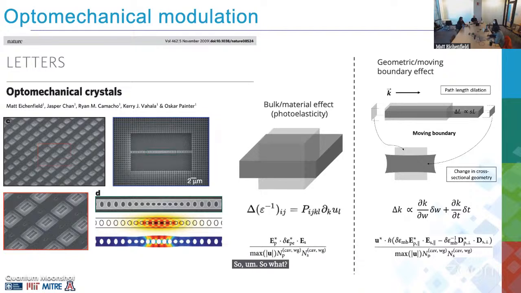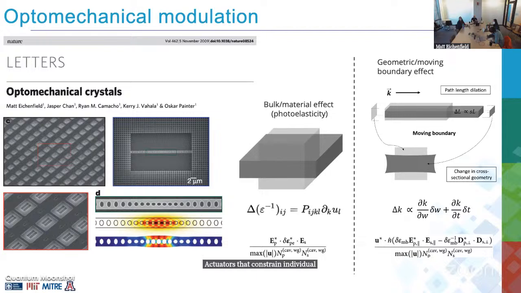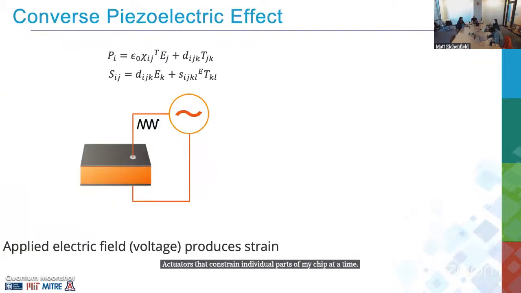The thing that we're missing still is a way to actually produce that strain, right? I have a bunch of little switches that I want to control individually, and so I can't just squeeze the whole wafer. So how do I make a bunch of little actuators that can strain individual parts of my chip at a time? Well, we're going to do that through what's called the piezoelectric effect.